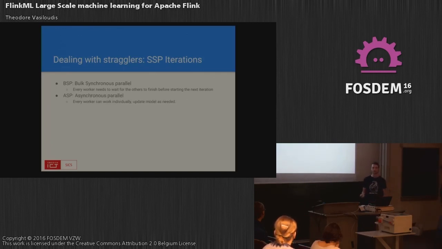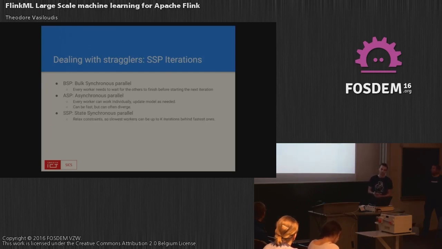Another option is to do something asynchronously, and we let every worker work on its own, and we don't release them, and we just obtain the solution by combining them all at the end. So this is possibly fast, but it can also lead to diverging solutions, because many workers can have very different versions of the model, and that can result in us just diverging and never arriving at any solution.